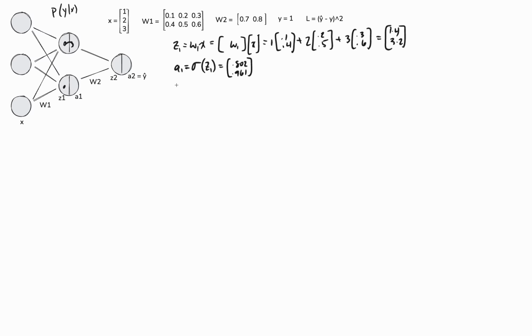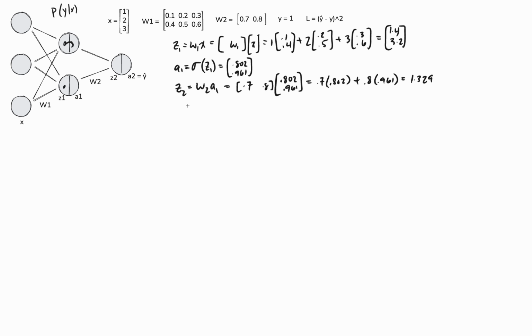Now we'll apply the next step, which is the W2 matrix. So to compute Z2, Z2 equals W2 times A1, which is going to be equal to, in this case, our weight matrix has this shape, 0.7, 0.8, multiplied by 0.802, 0.961. Okay, and we can recognize this as a dot product between two vectors. 0.7 times 0.802 plus 0.8 times 0.961, and that's going to be equal to 1.329.